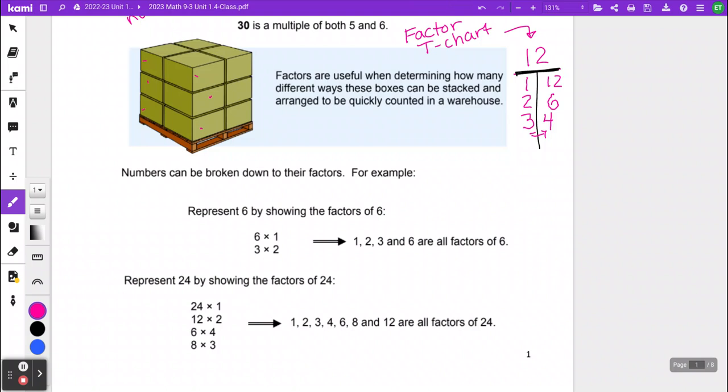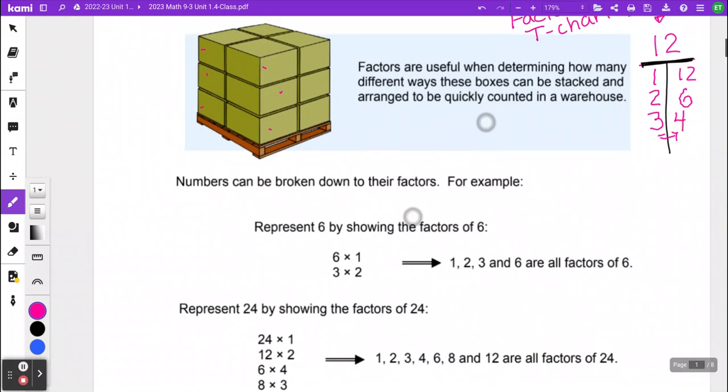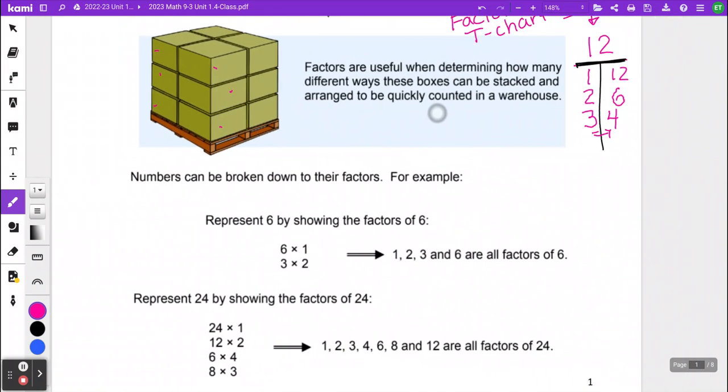Because now the numbers would reverse. I would divide by 4 and get a 3. Divide by 6 and get a 2. Divide by 12 and get a 1. So I would say the factors of 12 are 1, 2, 3, 4, 6, and 12. So how many factors does that guy have? 12 has 6 factors. Okay, it's got 6 numbers that can multiply to give me a 12. That's what it's telling me.